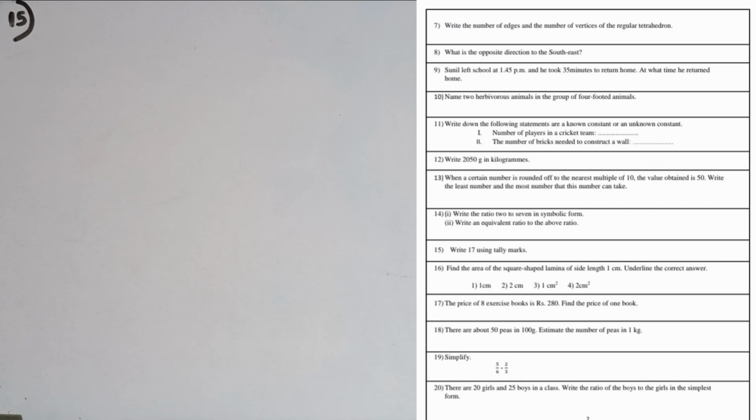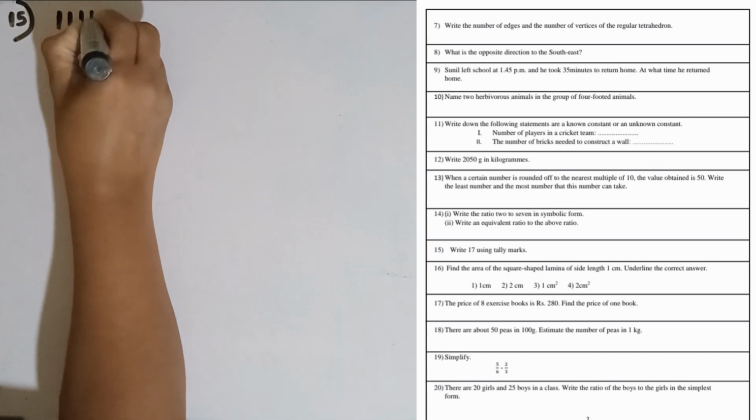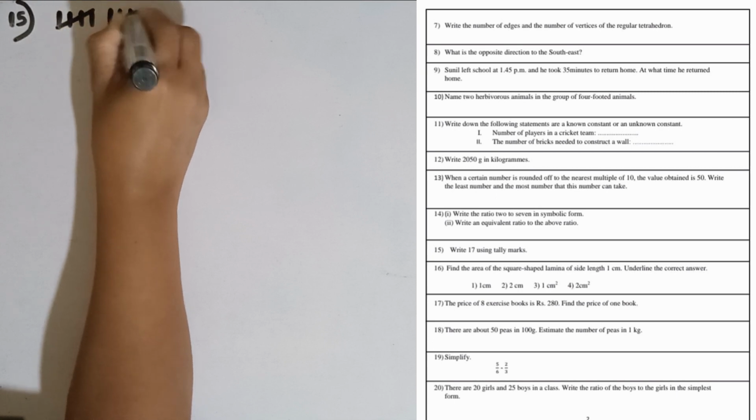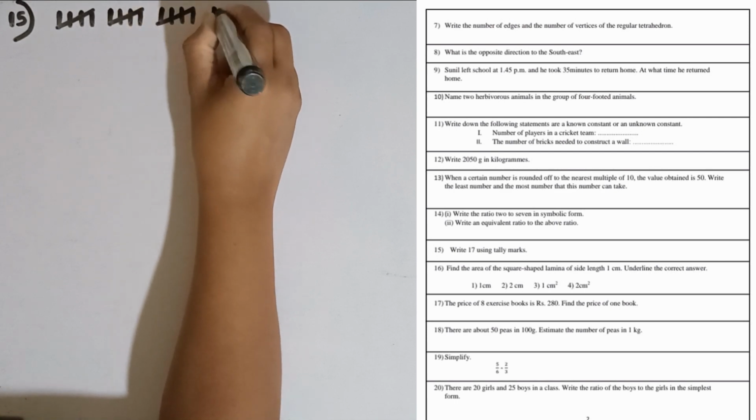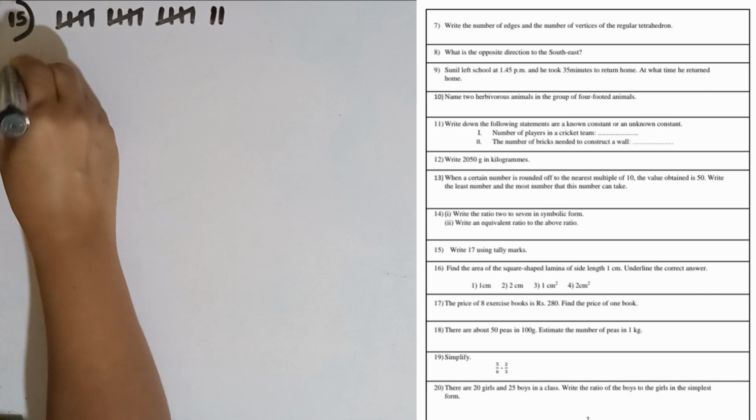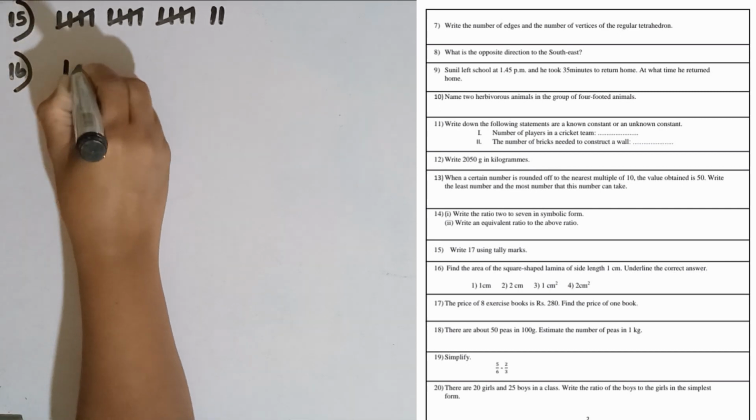Question number 15. Write 17 using tally marks. Here for 17 we have to use 3 bundles. 1, 2, 3. Then it indicates 15. Another 2 is remaining. So this is the way we denote it by tally marks. Question number 16. Find the area of a square-shaped lamina of side length 1 centimeter. Underline the correct answer. The correct answer is 1 square centimeter.